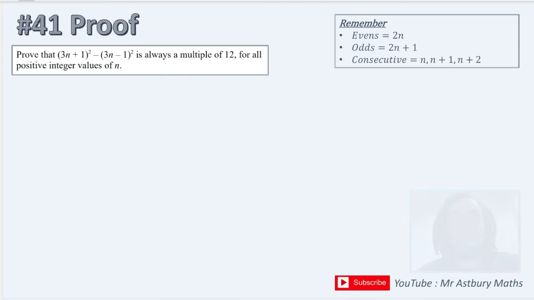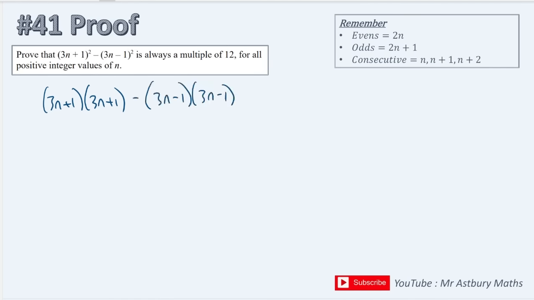Okay, let's get it. So expanding the brackets, I would write (3n plus 1) squared, whoops, what am I doing? Plus 1 squared is the same as (3n plus 1) times by itself, minus (3n minus 1), again, times by itself. Let's expand these brackets. 3n times 3n is 9n squared. 3n times 1 is plus 3n. 1 times 3n is 3n.